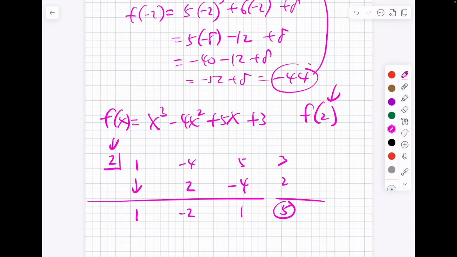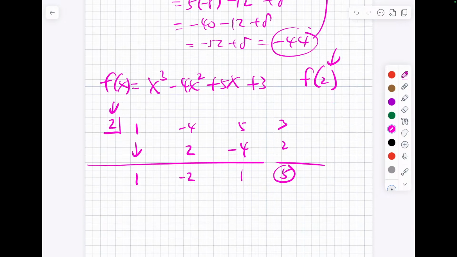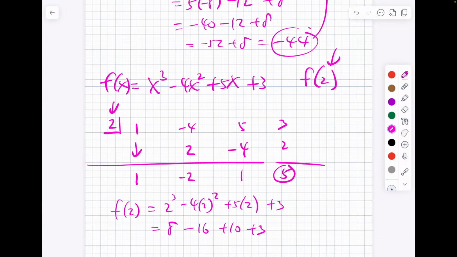Now, if you don't believe me, let's experiment with this. f(2) is 2 to the third minus 4 times 2 squared plus 5 times 2 plus 3. That's equal to 8 minus 16 plus 10 plus 3, which is negative 8 plus 10 plus 3, which is 2 plus 3, equal to 5. Same answer as this. So there are 2 ways to evaluate this.